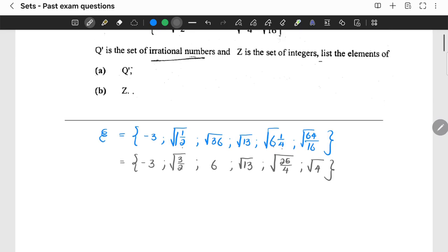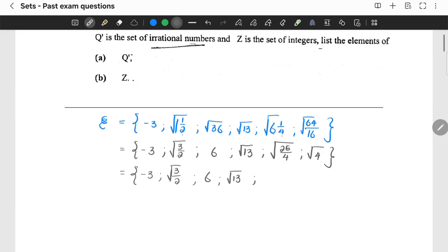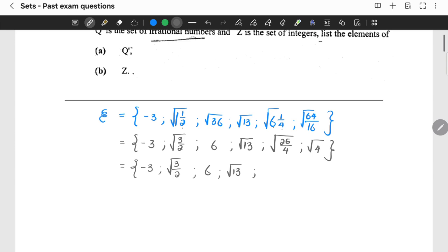And when you look at this, we have other numbers under the square root that can be further simplified. So we further simplified such that we have -3, square root of 3/2, 6, square root of 13, 25/4. Both 25 and 4, the numerator and the denominator, are perfect squares. 25 is 5 squared, 4 is 2 squared. So removing the square root becomes 5/2. Square root of 4 is 2, right?